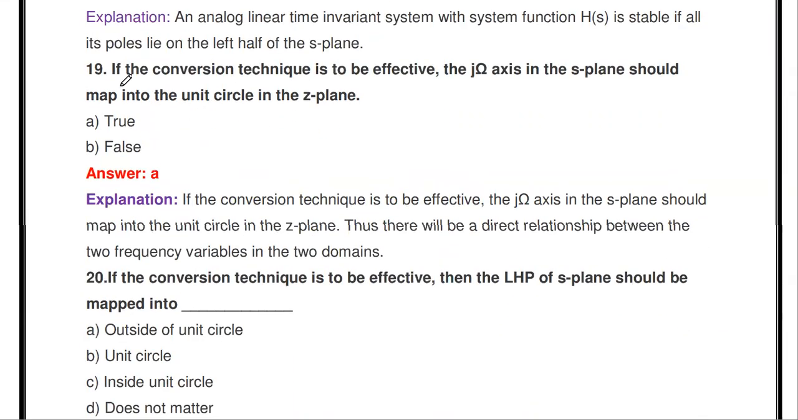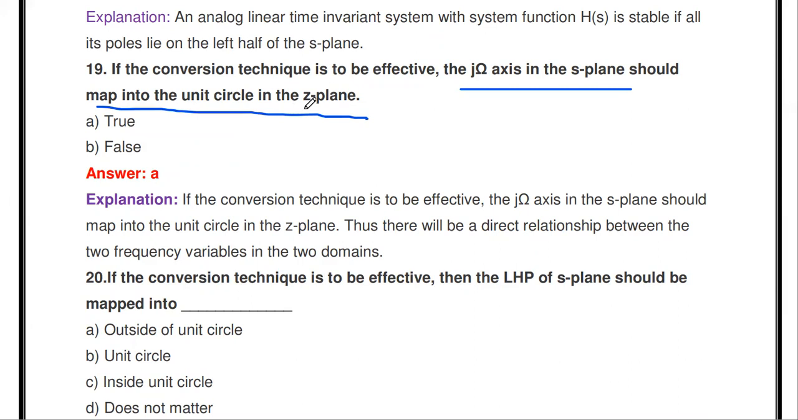Then the next one: if the conversion technique is to be effective, the j omega axis in the S plane should map into the unit circle in the Z plane.